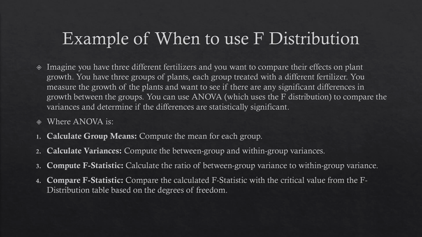And ANOVA would be calculating the group means, calculating the variances, so you would compute the between group and within group variances, and then you want to compute your F statistic, which is the ratio of between group variance to within group variance, and then finally compare the F statistic, so you compare the calculated F statistic with a critical value from the F distribution table based on the degrees of freedom.